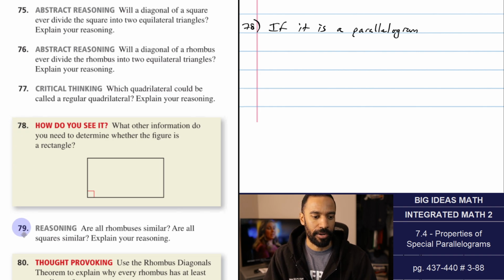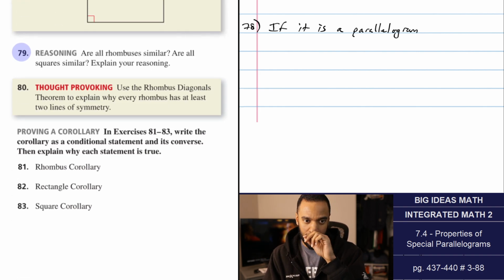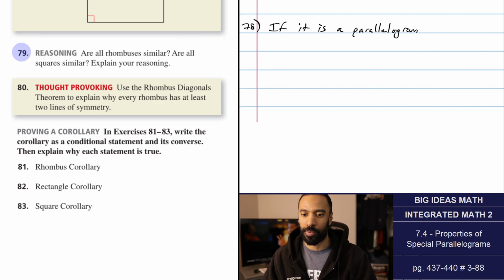All right, number 79, reasoning. Are all rhombuses similar? Are all squares similar? Explain your reasoning.